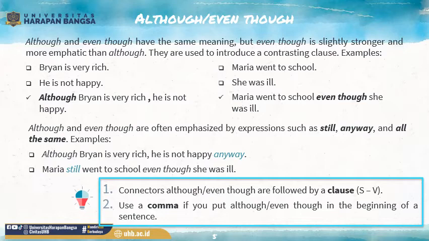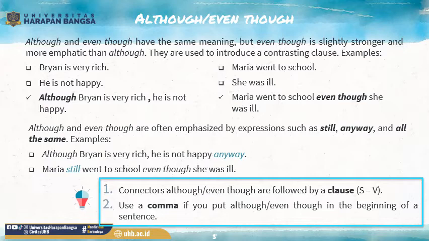Jadi kita lihat di kalimat pertama tadi, dari contoh yang pertama kita bisa bilang, although Brian is very rich, he is not happy. That's okay. Boleh bilang seperti itu. Atau bisa juga kita perkuat lagi dengan menggunakan kata anyway. So the sentence is, although Brian is very rich, he is not happy anyway.